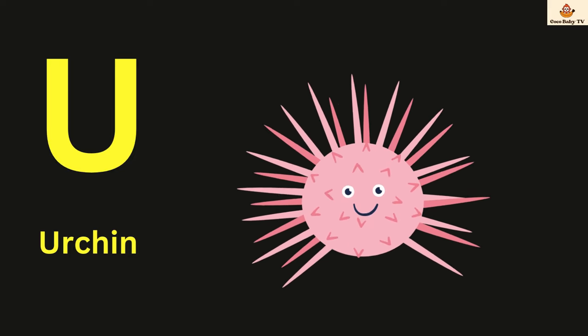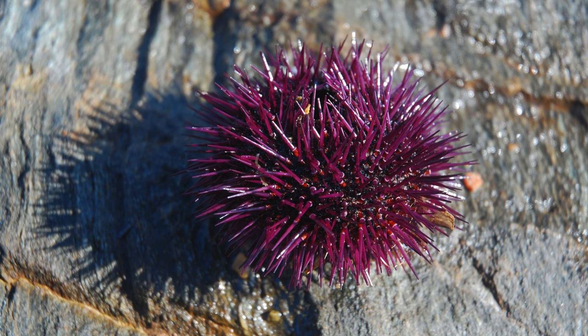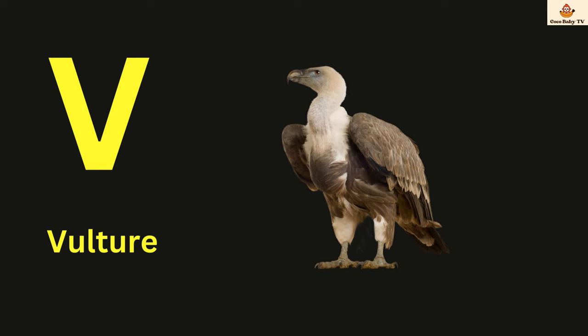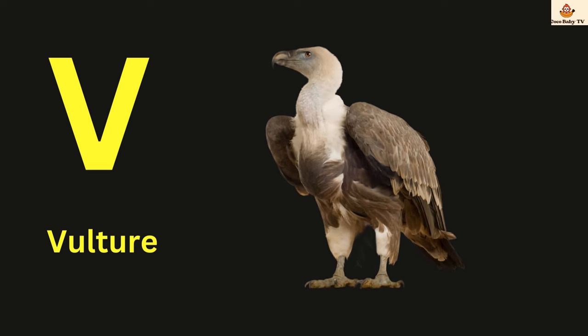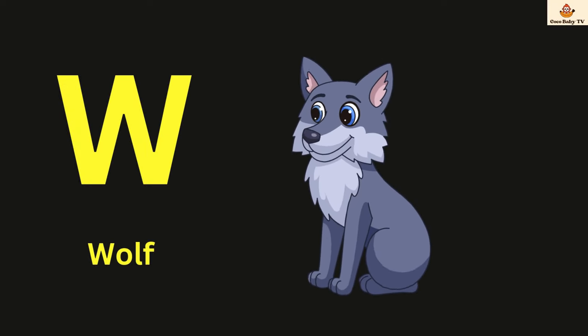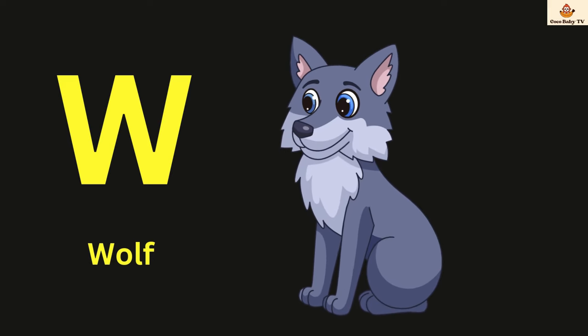U is for urchin. V is for vulture. W is for wolf.